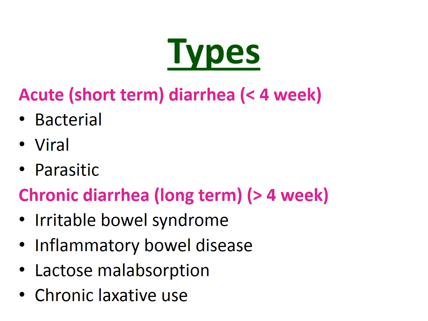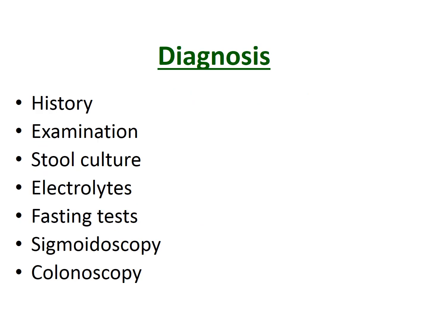There are two types of diarrhea: acute, also known as short term, which lasts for less than 4 weeks, and chronic, which is long term and lasts for more than a month. In acute diarrhea, bacterial, viral, and parasitic infections are the main causes, whereas in chronic diarrhea, irritable bowel syndrome, inflammatory bowel disease, lactose malabsorption, and chronic laxative use are the common causes. Diagnosis can be made by history, examination, stool culture, electrolytes, fasting tests, sigmoidoscopy, and colonoscopy.